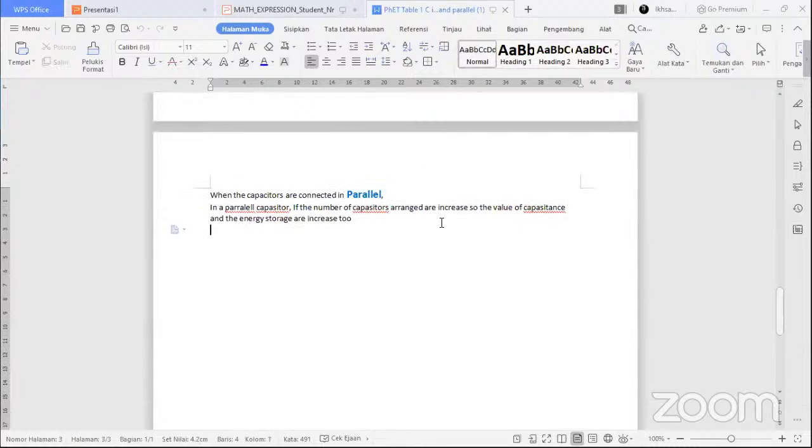In a parallel capacitor, if the number of capacitors arranged is increased, the value of capacitance and the energy storage are increased too. Yeah, that's all our presentation.